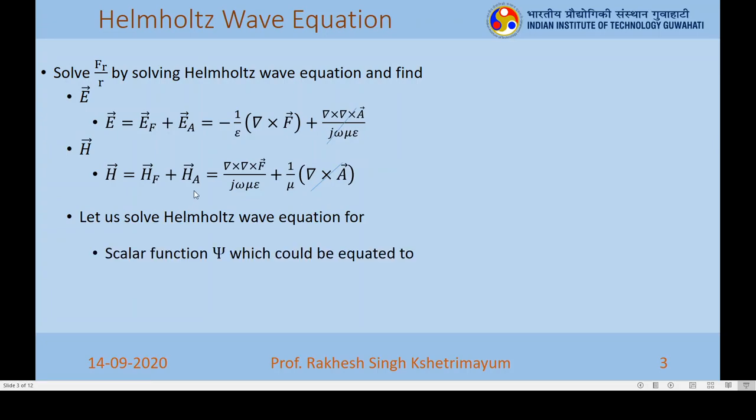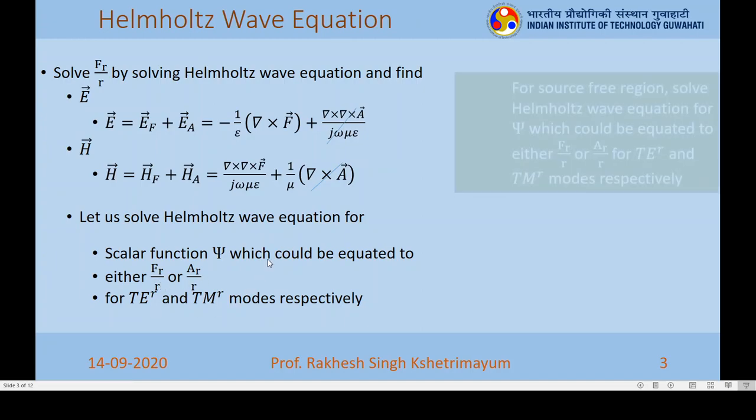So let us solve the Helmholtz wave equation for a scalar function psi. This scalar function psi could be Fr by r or Ar by r depending on whether we are considering TEr waves or TMr waves. If we are considering TEr waves, the psi could be Fr by r, or if we are considering TMr waves, the psi could be Ar by r. So we'll find a generic solution by considering a scalar function psi, which could be Fr by r or Ar by r for TEr or TMr waves.